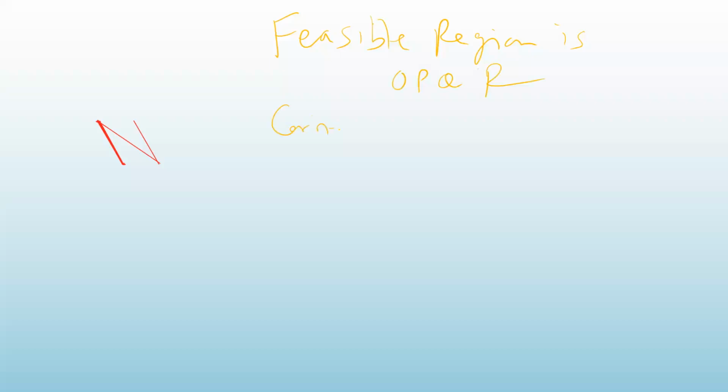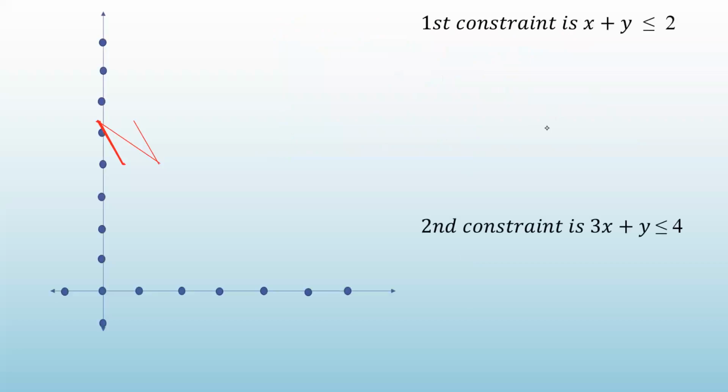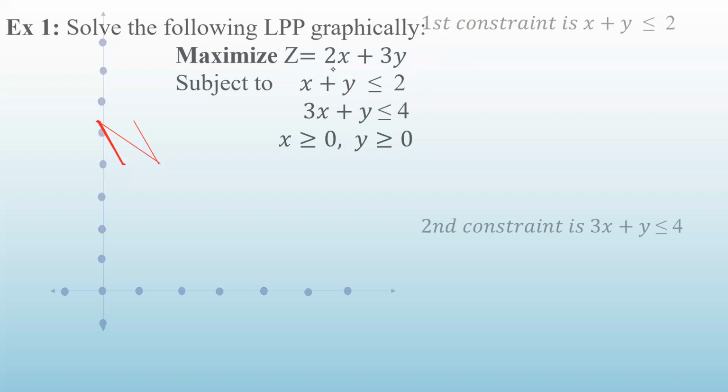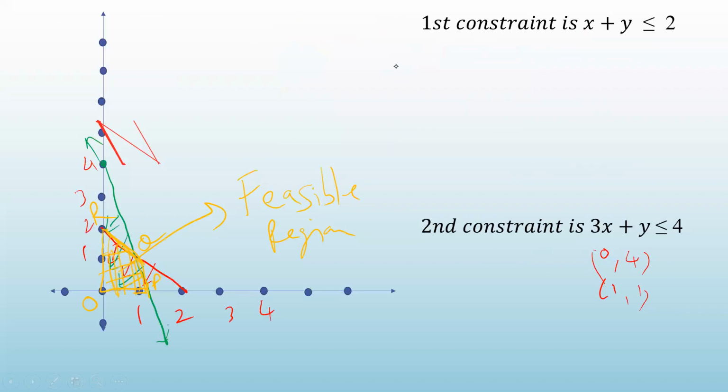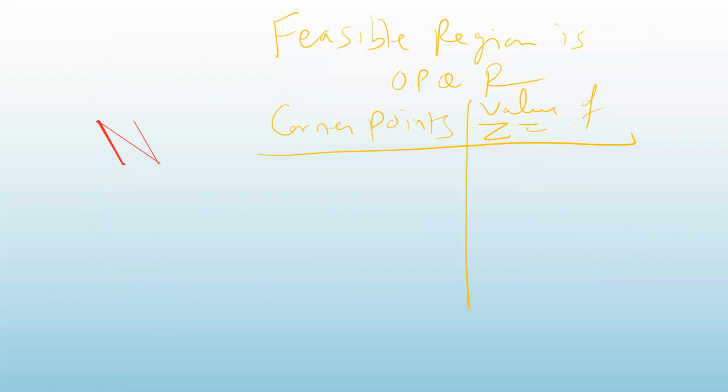Now what we have to do? Make a table like this, corner points of the feasible region, and here write down the value of Z. You will notice that at one of the points the value will be maximum. So what is your Z? Z is 2x plus 3y. So these are the corner points O, P, Q, and R.